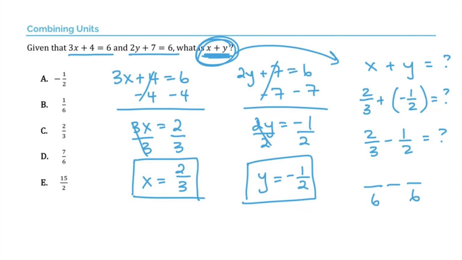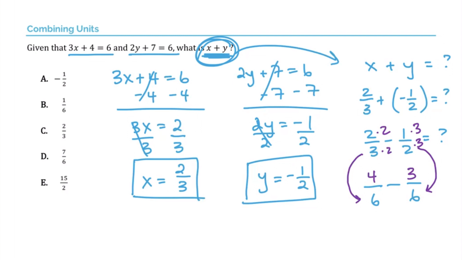So how do I get from 3 to 6? I'm going to multiply by 2, so I do the same thing to the top as I do to the bottom. 2 times 2 becomes 4. How do I get from 2 to 6? I multiply by 3. Whatever I do to the bottom, I do to the top, and 1 times 3 is 3. So I now have 4 over 6 minus 3 over 6.